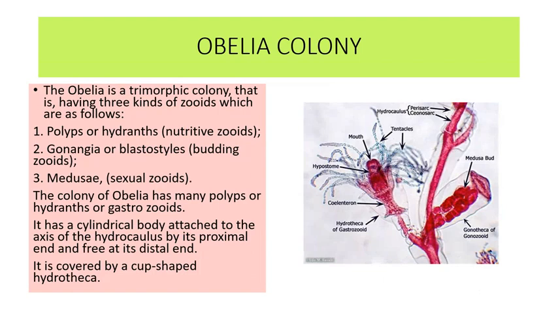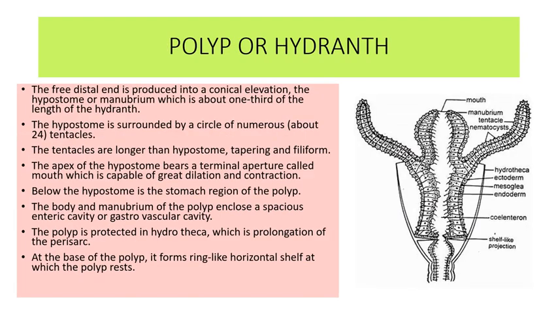Obelia is a trimorphic colony and has three kinds of zooids, namely polyp or hydranth, which are the nutritive zooids; the gonangia or blastostyle, which are the budding zooids; and medusa, the sexual zooid. The colony of Obelia has many polyps and hydranths or gastrozooids. It is a cylindrical body attached to the axis of the hydrocaulis by its proximal end and free at its distal end. It is covered by a cup-shaped hydrotheca.